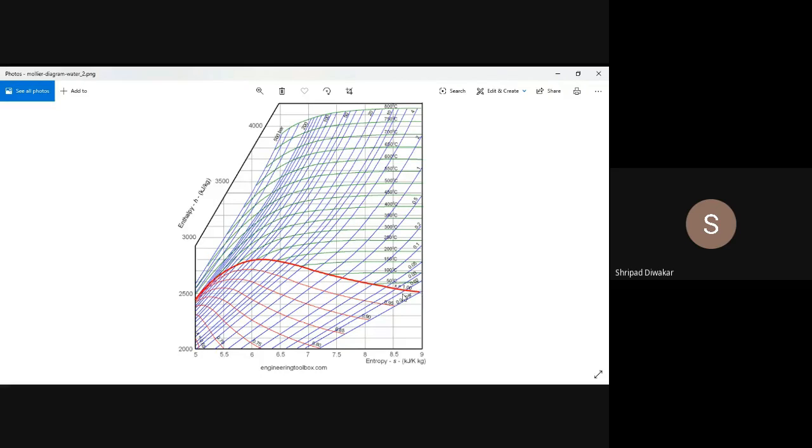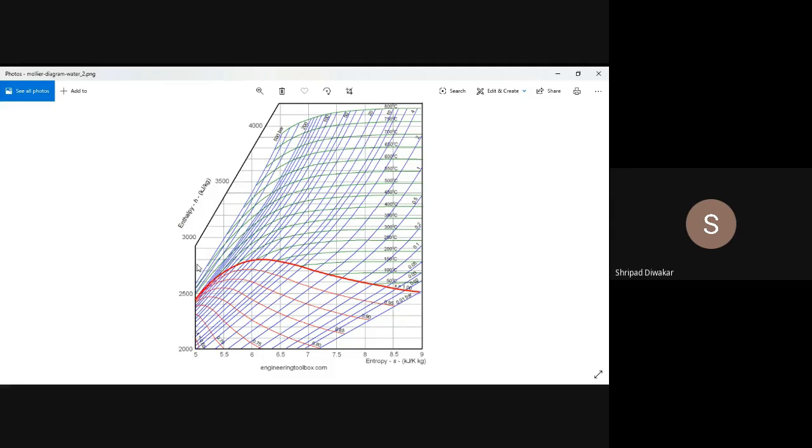X is 1 here. This thick line is your saturated line. So where your 10 bar pressure coincides with your dryness fraction line, which is having the value of X equals 1, this is your intersection point. So then how to find out your enthalpy? Just you keep the scale.